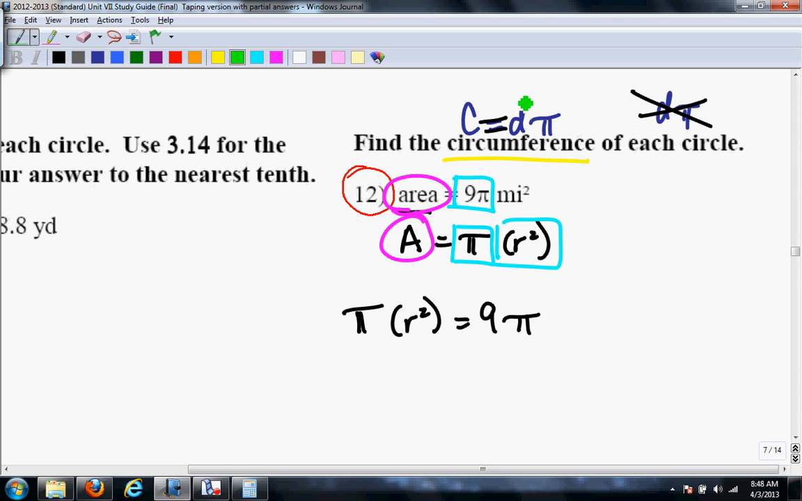Now look, for circumference we need d. Here we're using r. Don't ask yourself, how do I find d yet? Just simply solve for what you can solve for. We can easily solve for the radius here. We want to get r by itself, so we're going to start by dividing both sides by pi.